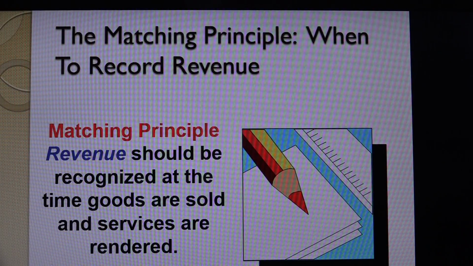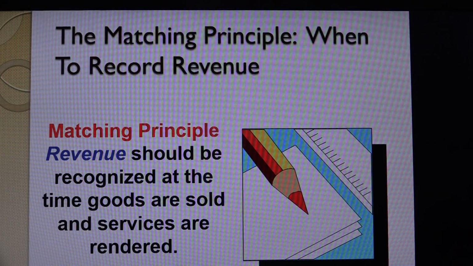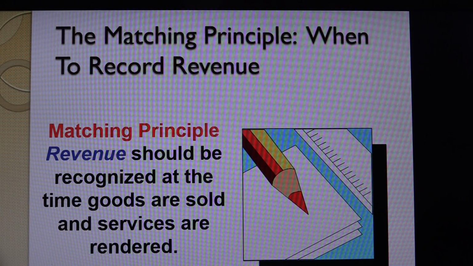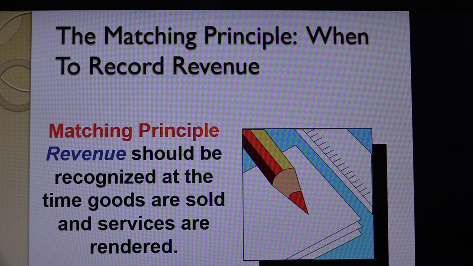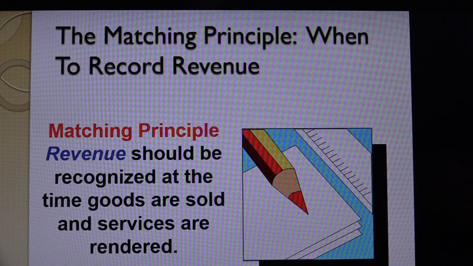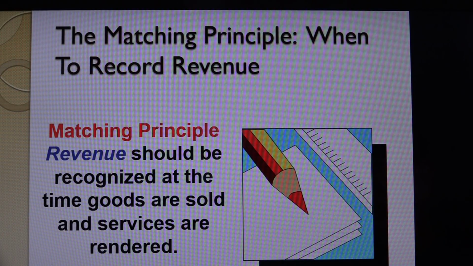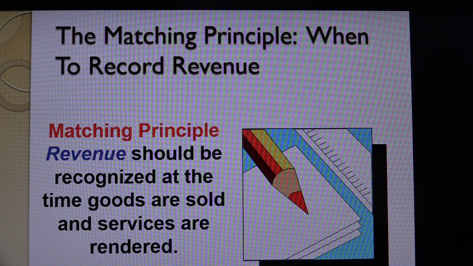Related revenues to related expenses. And we have to do that in the period in which we either earn them, if it's a revenue, or incur them if it's an expense. And so the matching principle says that revenue should be recognized at the time goods are sold and or services are rendered.